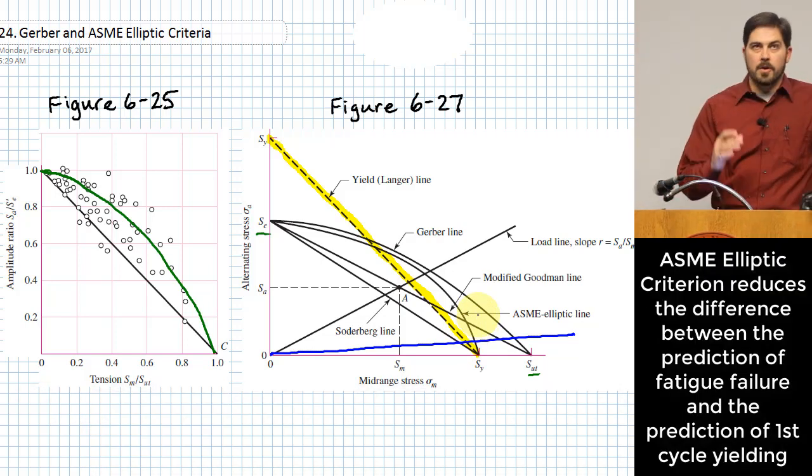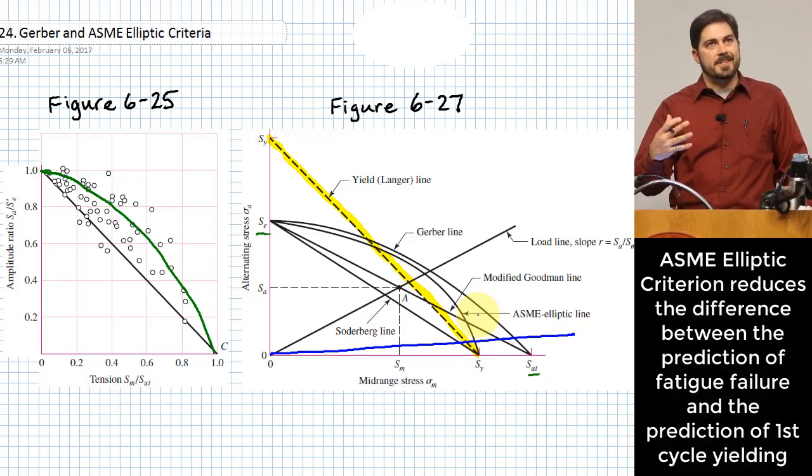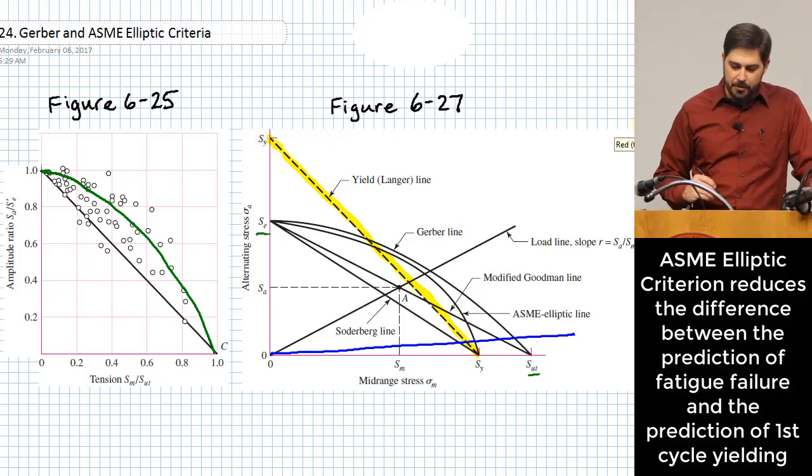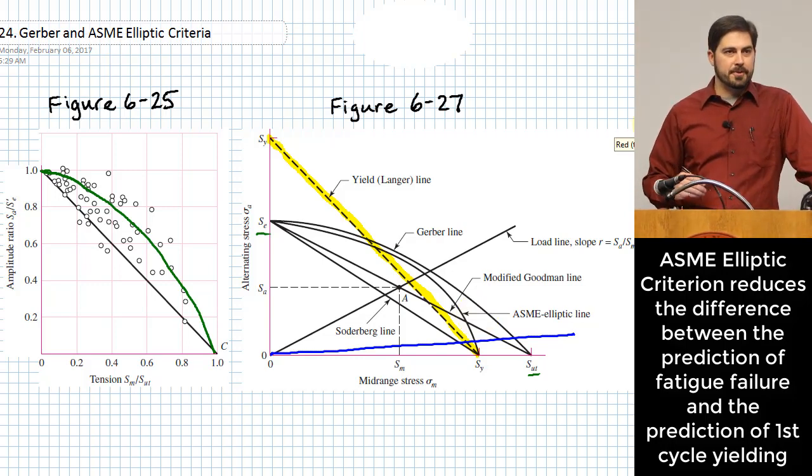So what we do as a response to that, or what someone did as a response to that, was they created a different curve that went through this.